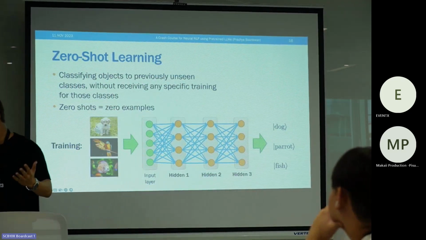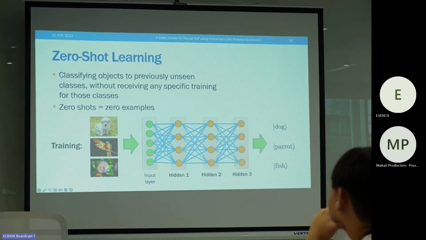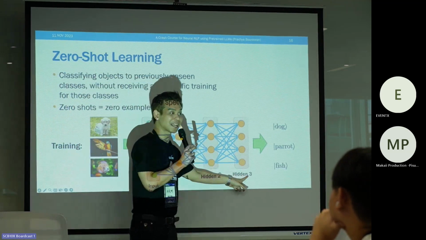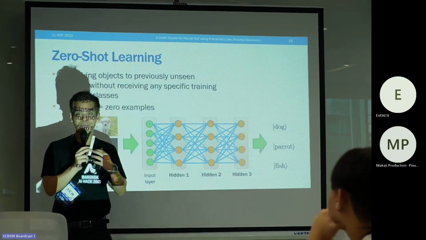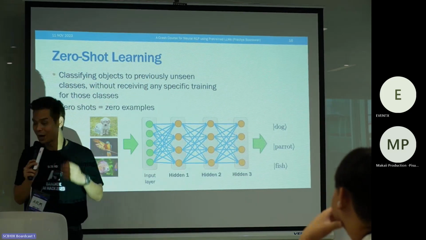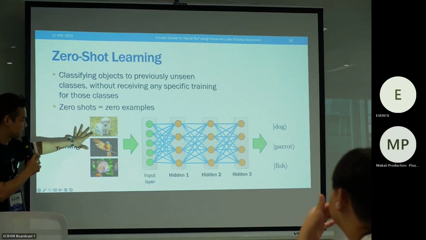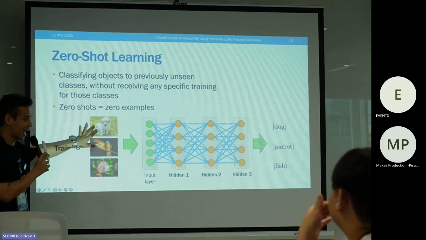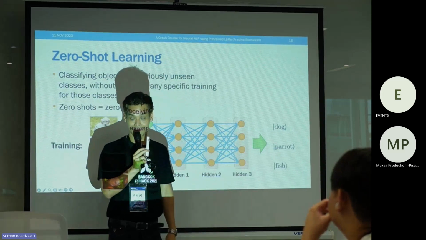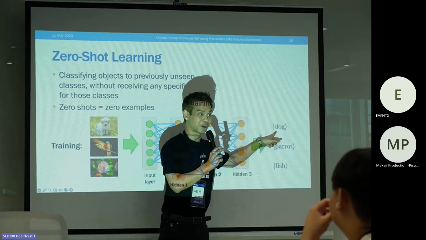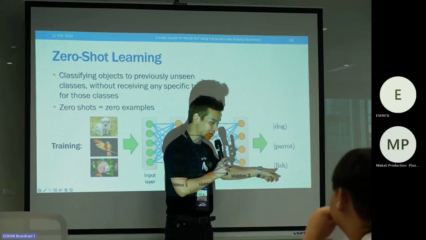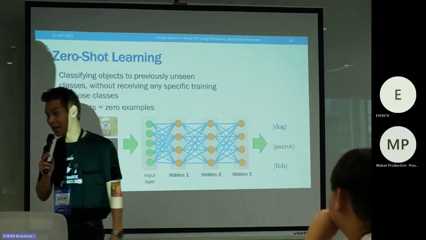But the revolutionary idea at the time is that instead of producing just only one-hot output vector, we now produce a word vector. We train the model to take an image and generate a vector for that class. Let's say a vector of the word dog, a vector of the word parrot, and a vector for the word fish, things like that.